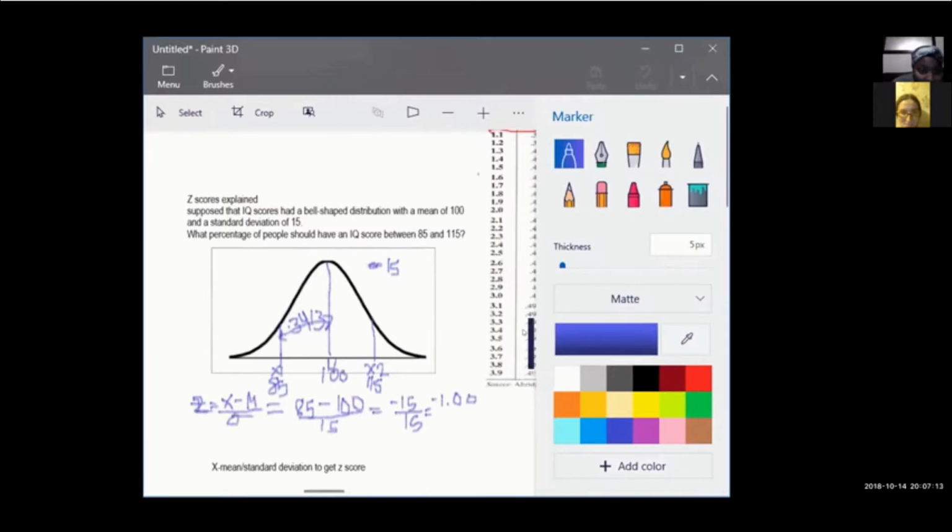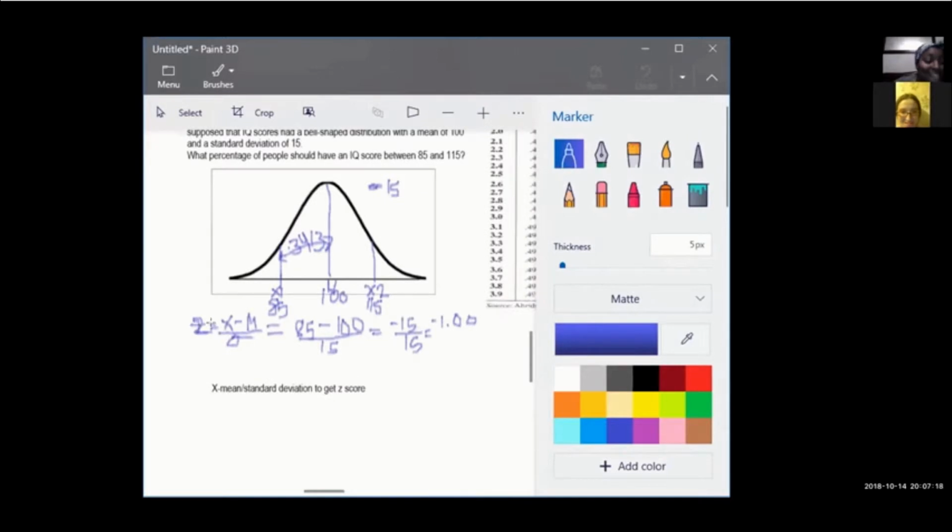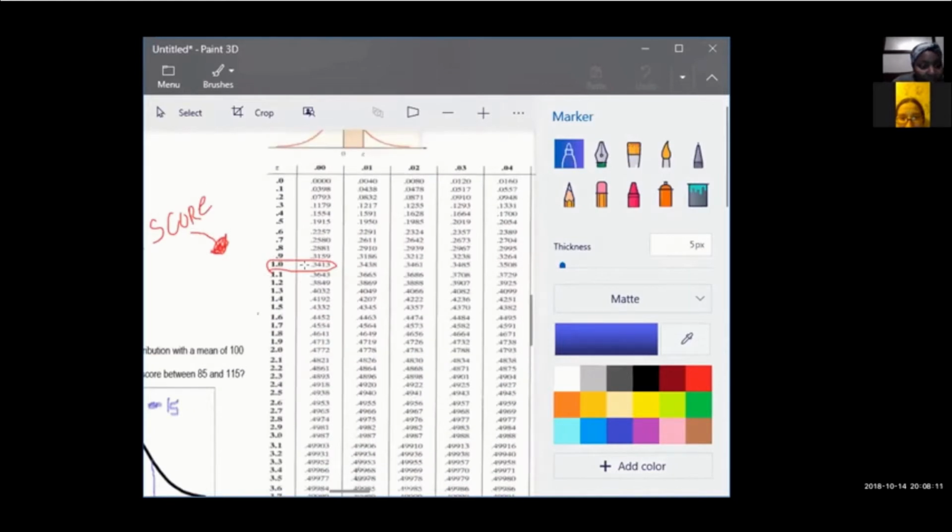So to find the z-score, what I did was use z equals x minus the mean divided by the standard deviation. So you will get x1 minus the mean, which is 100, and you divide it by 15, the standard deviation. And you'd get negative 15 divided by 15 is negative 1.00. In this case, it would be 1.0.